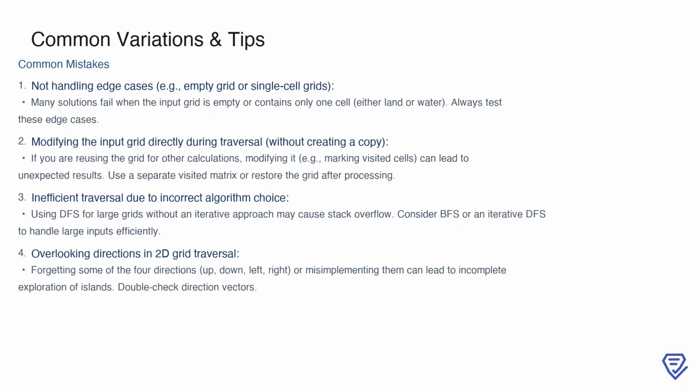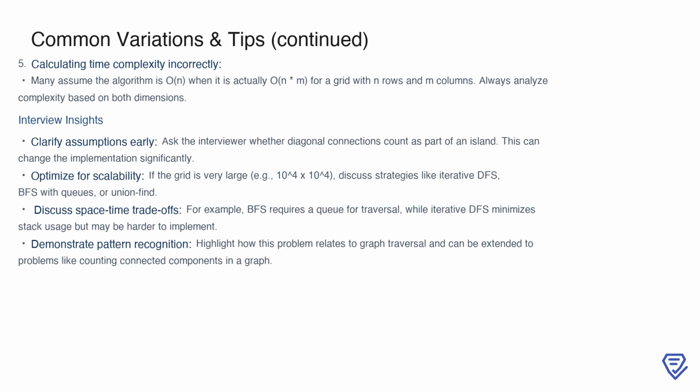Finally, overlooking or misimplementing the four cardinal directions, up, down, left, and right, can cause incomplete exploration of islands, so double-check your direction vectors carefully to ensure no cells are skipped. Another mistake to avoid is miscalculating time complexity. While it might be tempting to assume the algorithm runs in O(N), the actual complexity is O(N * M) for a grid with N rows and M columns. It's critical to analyze both dimensions to provide an accurate complexity assessment.